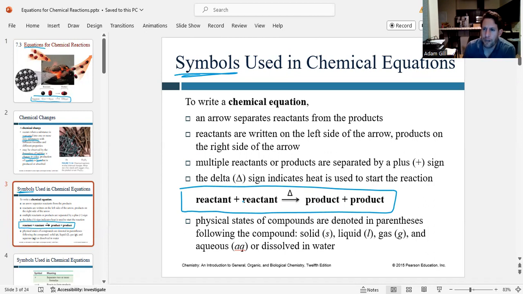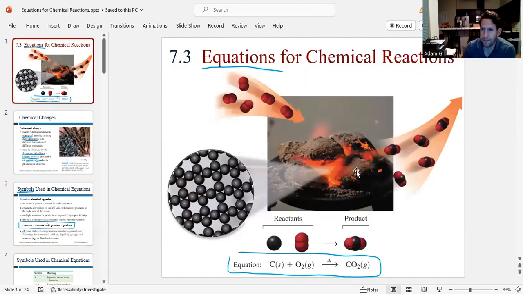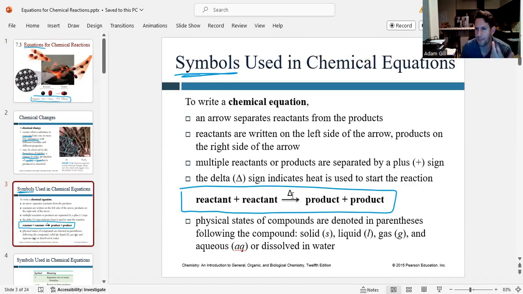If a reaction requires heat to start, like our charcoal briquette, right? The charcoal doesn't just catch on fire spontaneously. You have to light it to get it started. So the little triangle means that you had to heat it to get the reaction started. And sometimes we use symbols to specify whether the reactants or products are solids, liquids, gases, or aq for aqueous, which means dissolved in water.